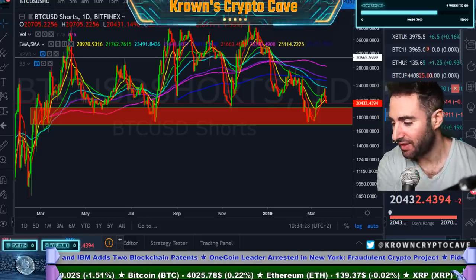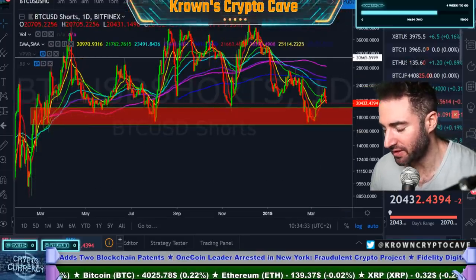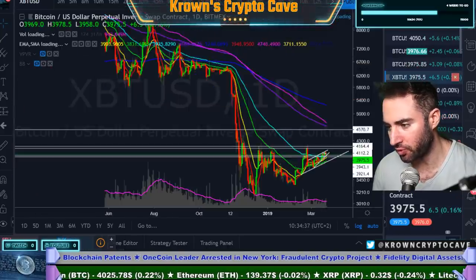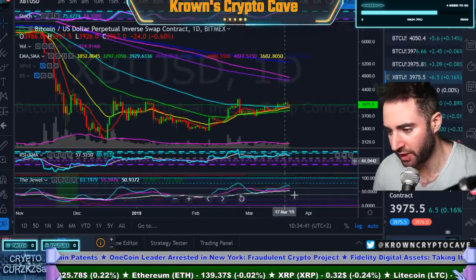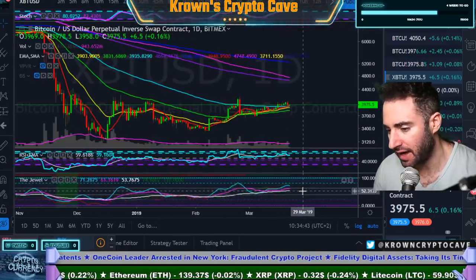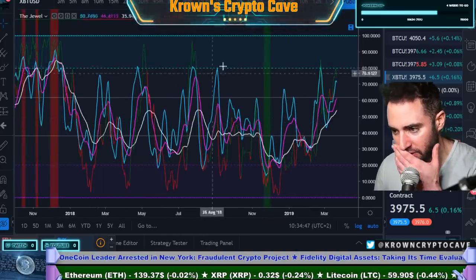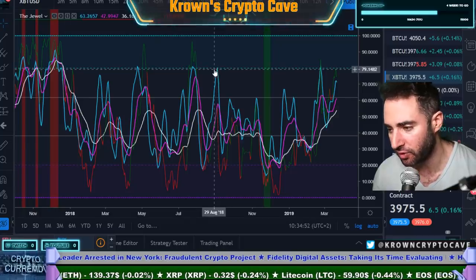No worries. Anyways, let's go back. Whoops, wrong button. Let's go back, and now I do want to show one more thing on Bitcoin. My Jewel, which is probably my favorite indicator right now, has been pretty damn good at getting the tops for the past over a year as well. Each and every time that the light blue has gotten around the 80 marker, that has actually called top.